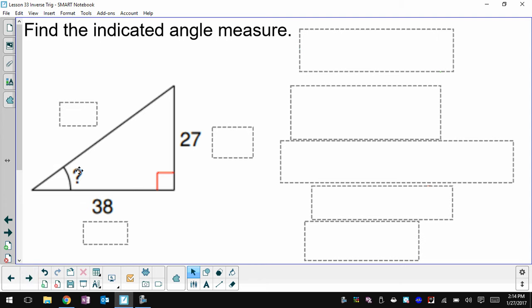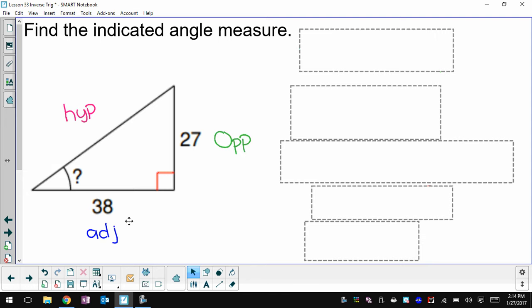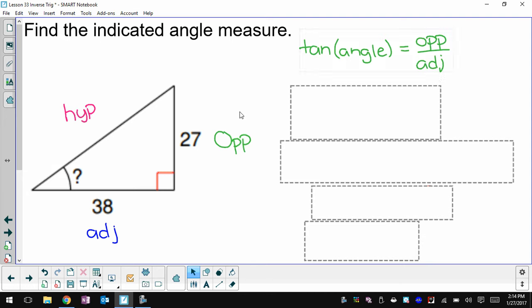So this time I want to find an angle instead of a side. So I have a right triangle with two sides labeled, and I can use trig to help me find one of the other two angles. So I always label my sides: hypotenuse, opposite, adjacent. My opposite and my adjacent side have measures, so I'm going to use tangent, since tangent is the opposite over the adjacent.